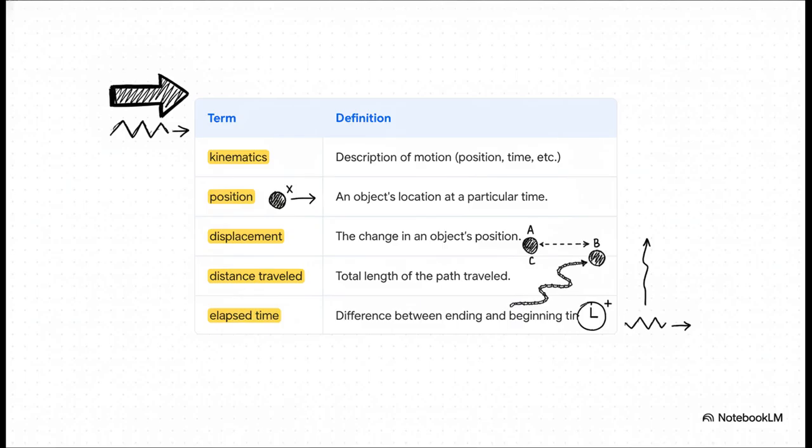Now pay super close attention to the difference between displacement, that's just your change in position from start to finish, and distance traveled, which is the total length of your path. They sound similar, but they're not. Go ahead and pause here if you need to let these definitions really sink in.